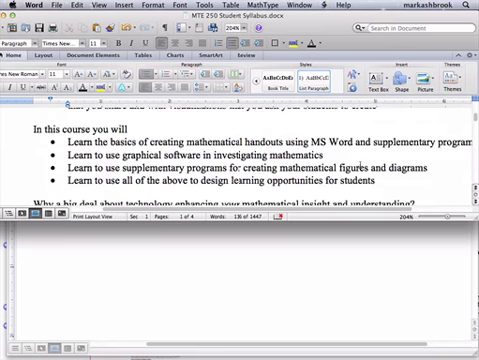So in this course, learn the basics of creating mathematical handouts using MS Word and other programs. Learn to use graphic software in investigating mathematics, other programs for creating figures and diagrams, and then all the above to design learning opportunities for students.